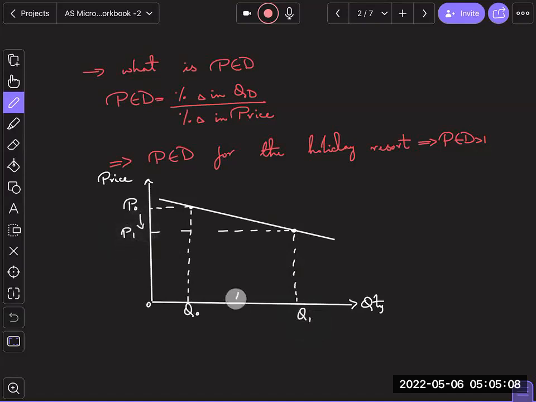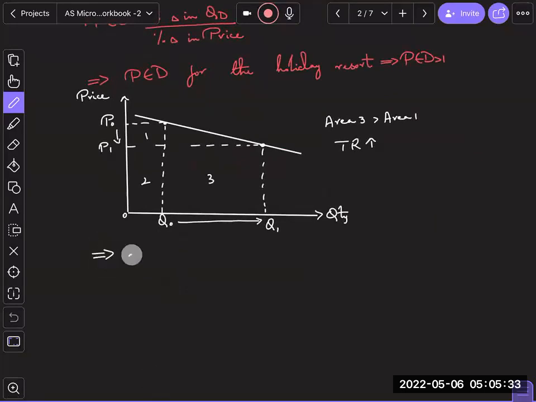If you decrease the price, quantity demanded would increase by a greater proportion, and since area 3 is greater than area 1, total revenue will increase. So you will attract more tourists, and your total revenue will increase. Along with this, more marketing expenditure. The firm needs to spend more on marketing and advertisement because what is the PED of your product? It is elastic. Right. So the more elastic it is, the more you should spend on marketing and advertisement so that you can attract more customers.